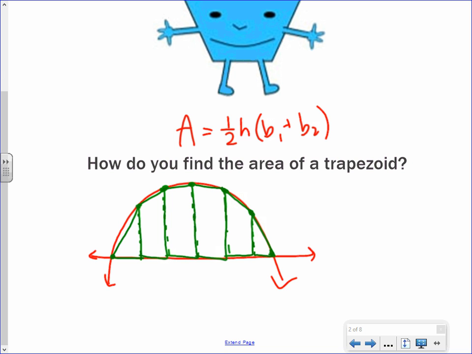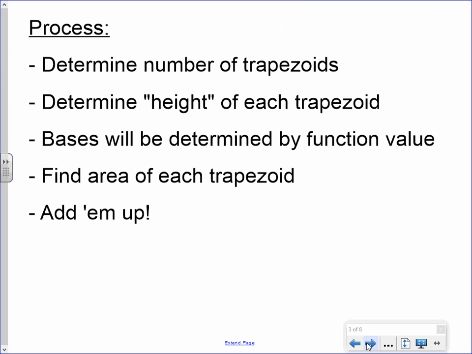So much like our rectangles, we have to determine the number of trapezoids we're going to use. Instead of the width, there's not a width of a trapezoid. Our width is now going to be the height of the trapezoid, which we'll use the same way. And then our function values will tell us the length of the bases of our trapezoids.